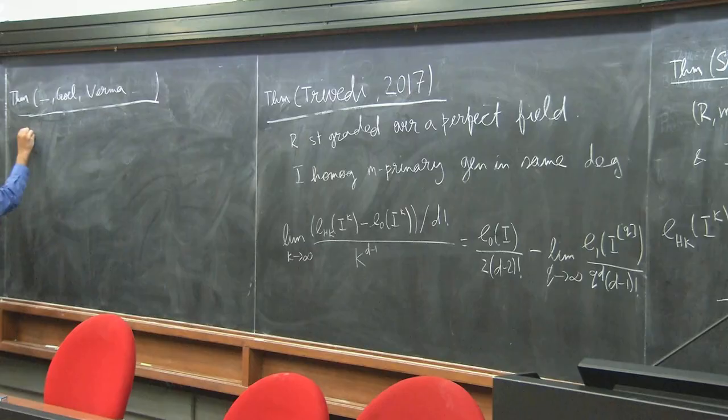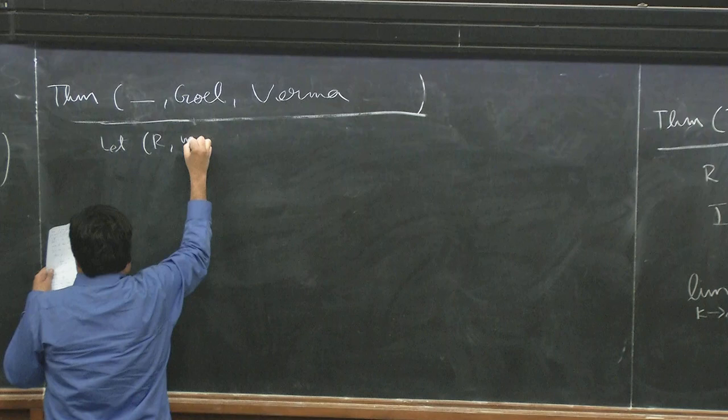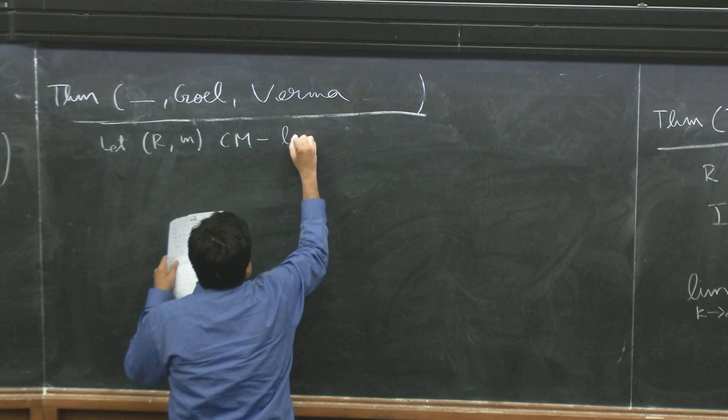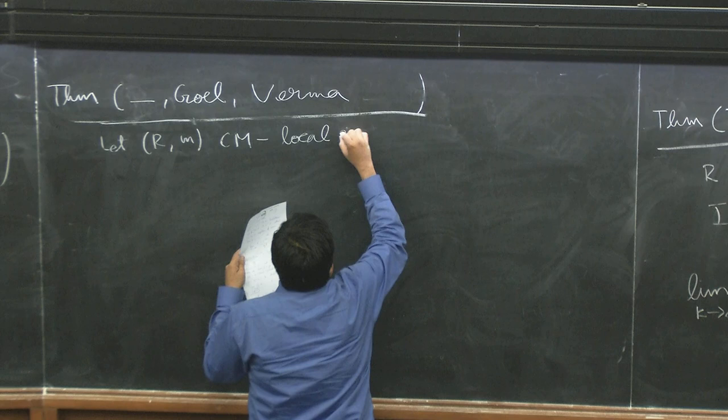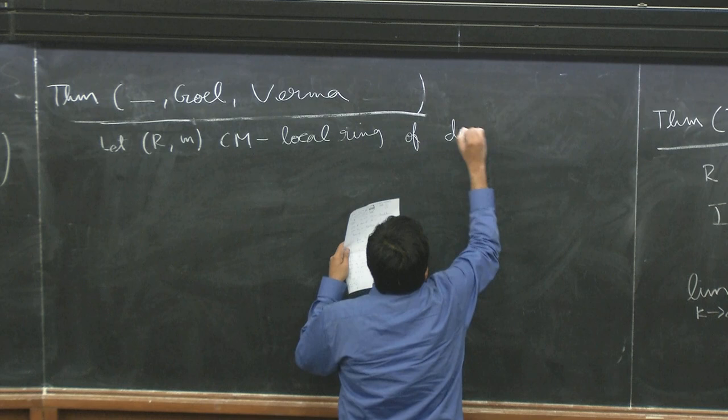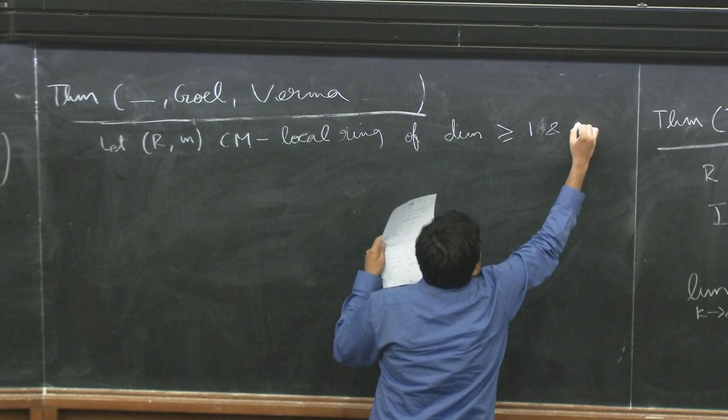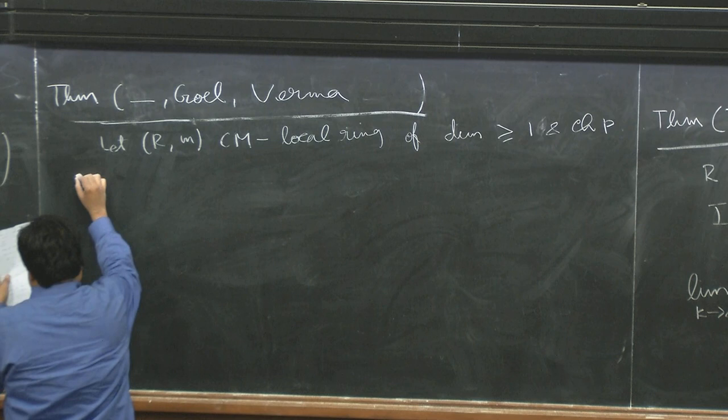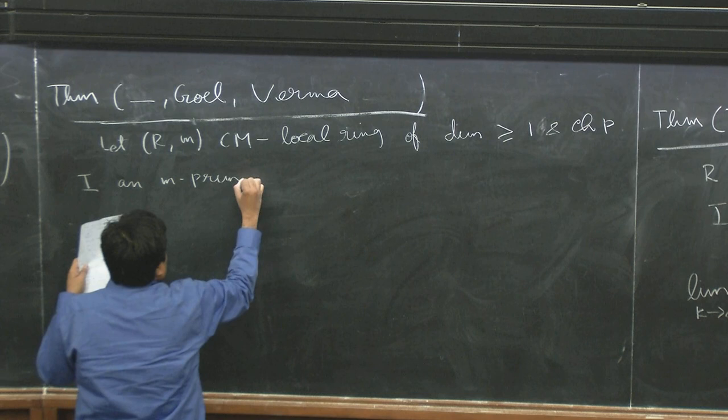again, same setup. This is Cohen-Macaulay, well, not same setup. This is now more restrictive, Cohen-Macaulay local, of dimension greater than or equal to 1 and characteristic p, I an m-primary ideal.